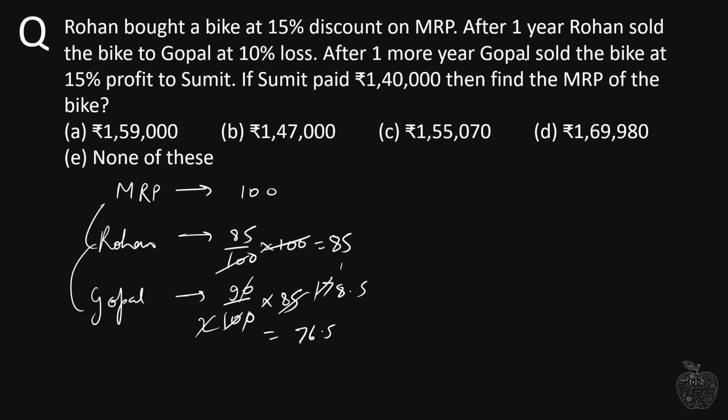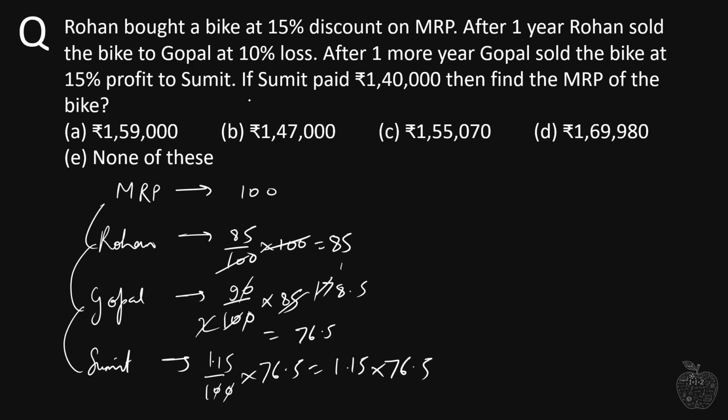After one more year, Gopal sold the bike at 15% profit to Sumit. So that means he sold it at 100 plus 15, which is 115% of this amount, which is 76.5. Now we get rid of these two zeros and add decimal places after two numbers. So we get the amount paid by Sumit, which is 1.15 into 76.5.